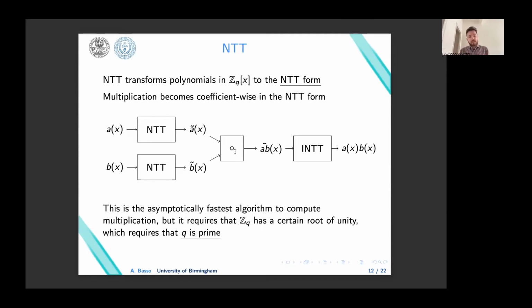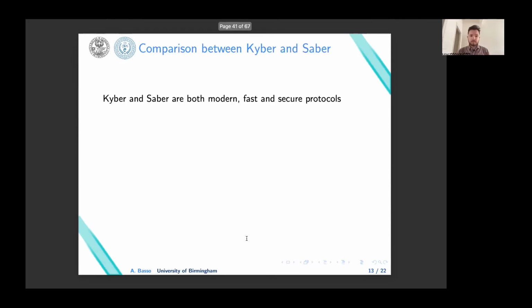But there is a catch, and it requires that Z_Q has a specific root of unity, which in turn requires that Q is prime. So this means that Kyber can compute polynomial multiplication with this, but not Saber.